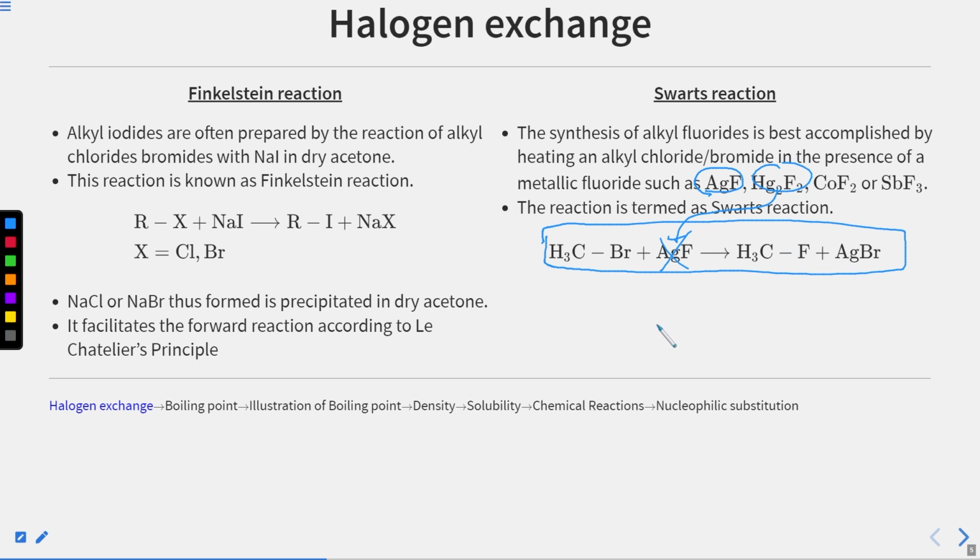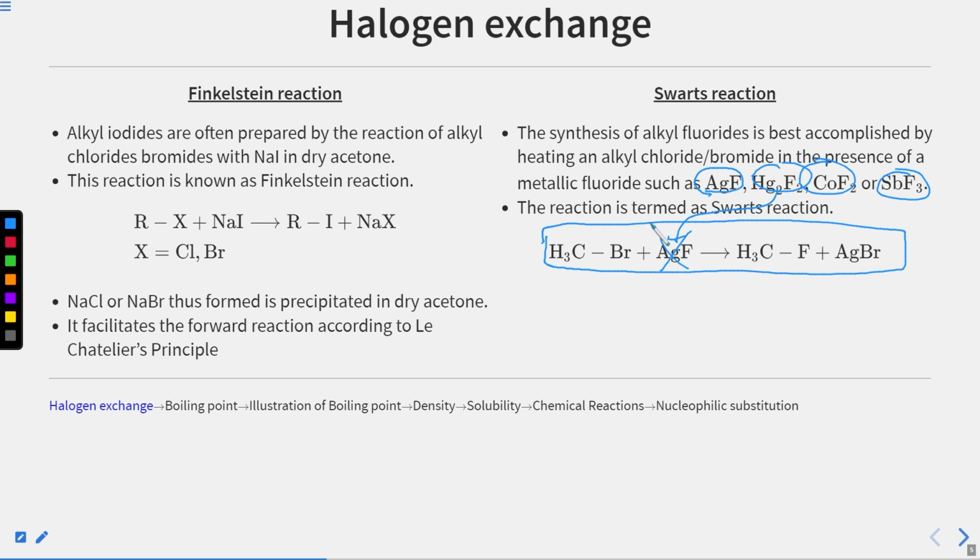You have just used a different reagent that has the same properties in this reaction as AgF, or we can use cobalt fluoride, or antimony fluoride. So four fluorides are possible: Ag, Hg, Co and Sb. All of these metal fluorides give the halogen exchange reaction, that is the Swarts reaction.